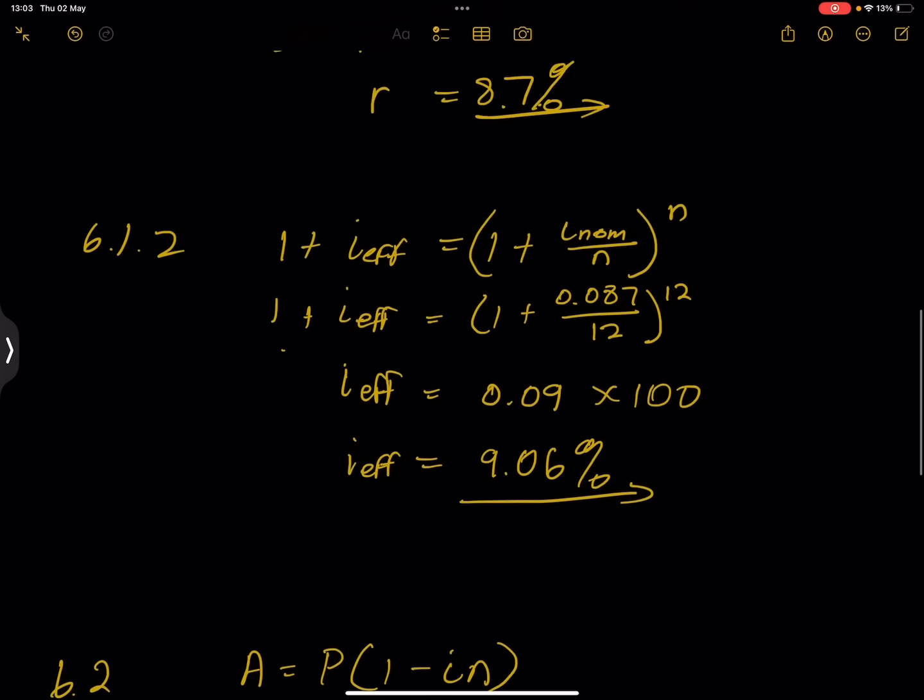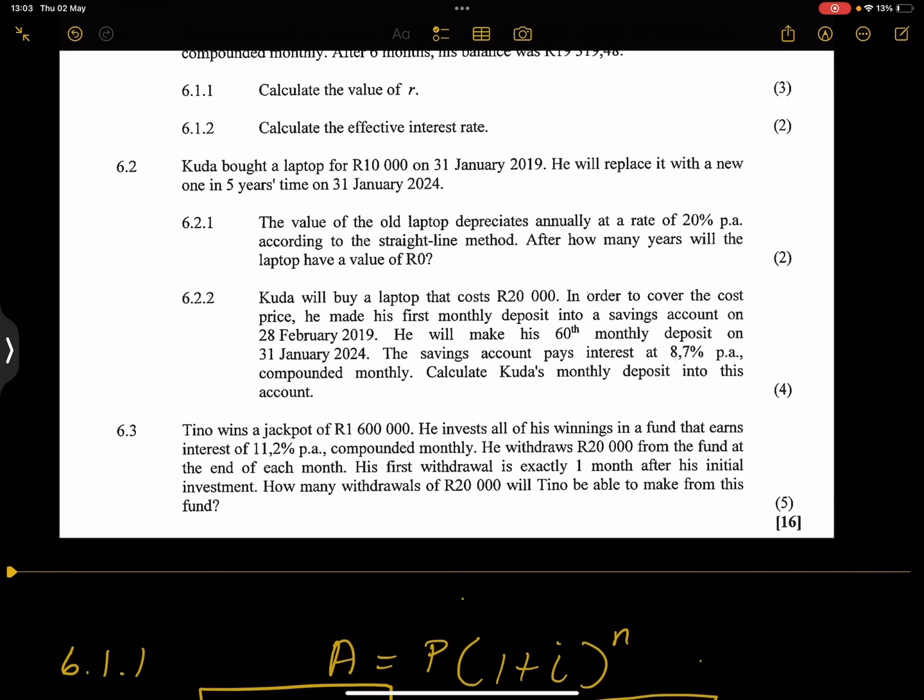Okay, right. So in this case, they say Kuda will buy a laptop that costs 20,000 rands. In order to cover the cost price, he made his first monthly deposit into the savings account on the 28th of February. He will make the 60th monthly deposit on the 31st of January. They say the savings account pays interest at 8.7% compounded monthly, and we must calculate Kuda's monthly deposit into the account.